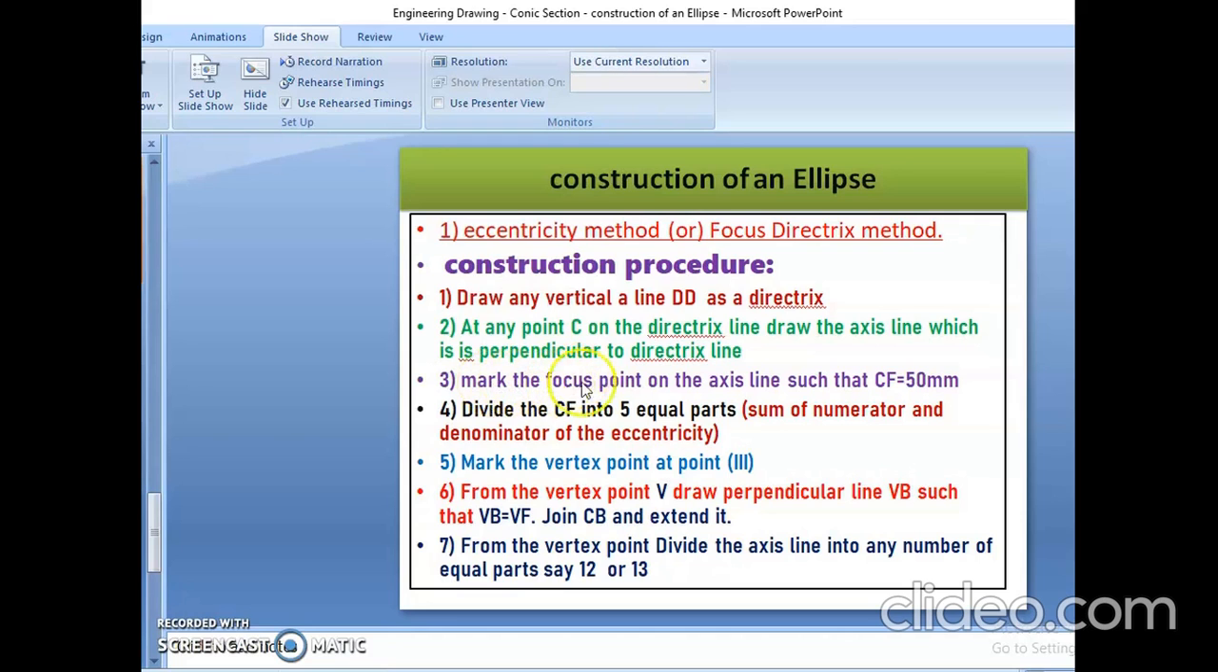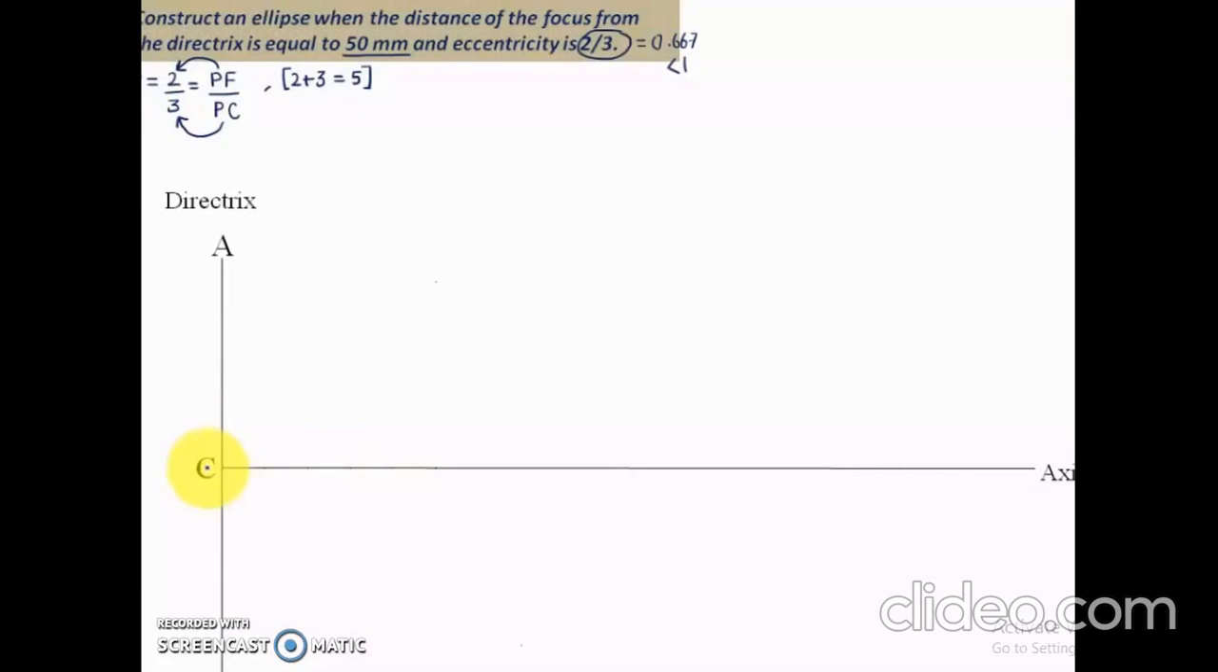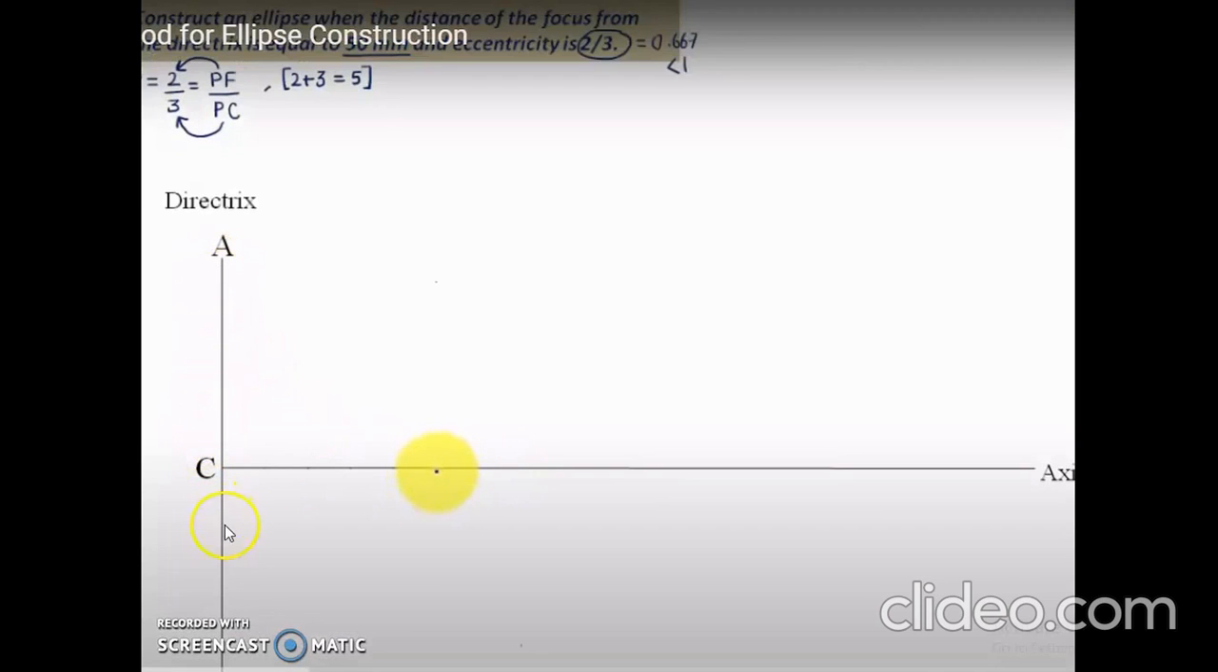Next, third point: mark the focus point on the axis line such that CF is equal to 50 mm. See here, this is our axis line. On this axis line, mark a focus point at a distance of 50 mm from the directrix line. This is our directrix line, and this is our focus point. This is the third point.